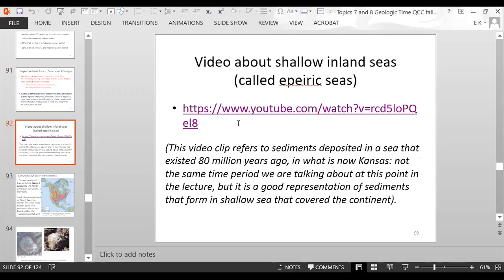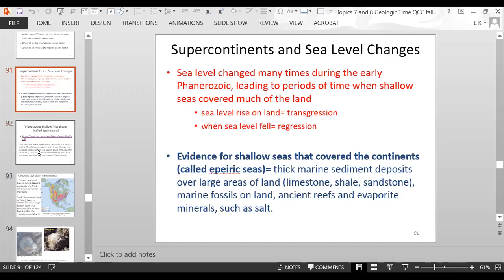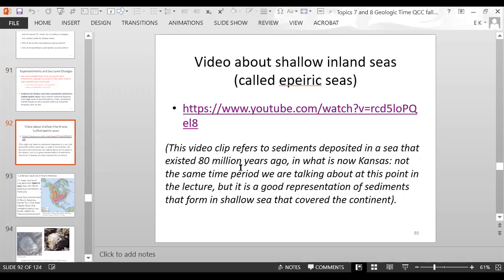So there is a video about a shallow inland sea. Again, those are called epeiric seas. This video clip refers to sediments deposited in a sea that existed 80 million years ago in what we now call Kansas. It's not the same time period we're talking about at this part of the lecture, which is the Paleozoic, but it is a good representation of sediments that form in shallow seas that covered the continent.